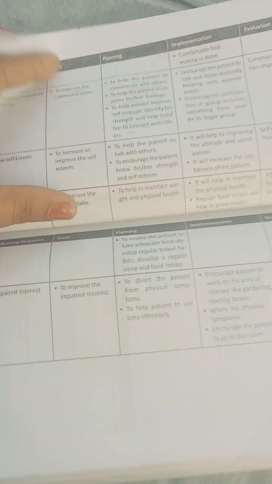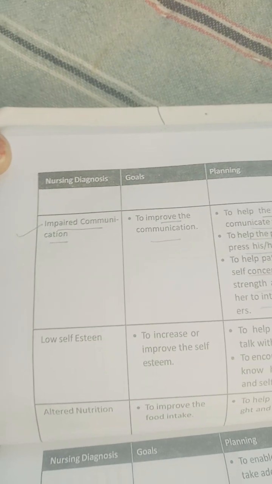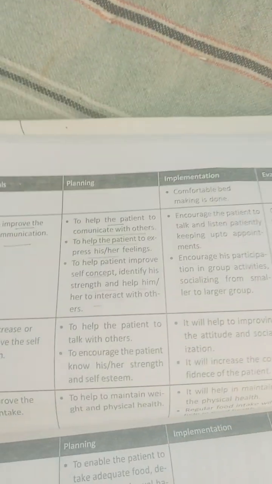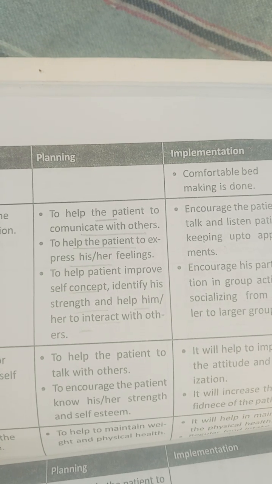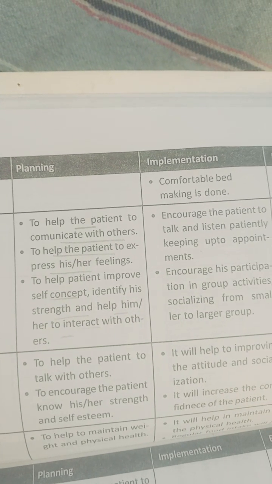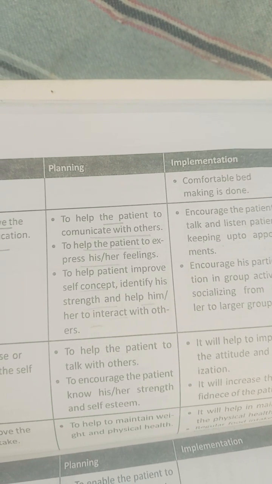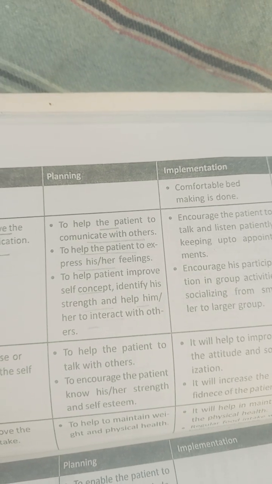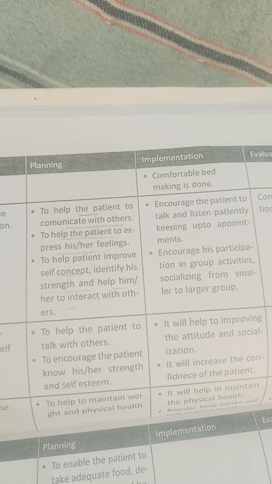Now let's move on to the third point, that is impaired communication. The main goal is to improve communication. How to plan? To help the patient to communicate with others, to help the patient to express his or her feelings, to help the patient improve self-concept, identify his strength, and help him or her to interact with others. That means some patients are not communicating with others.